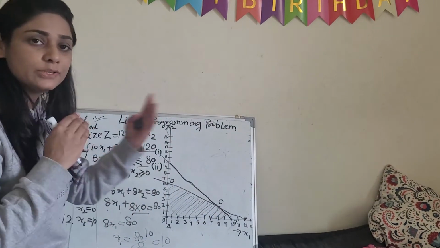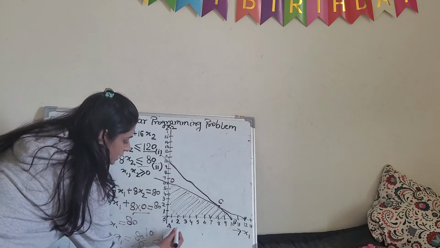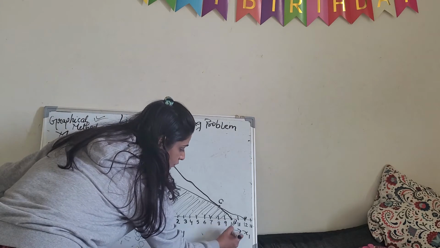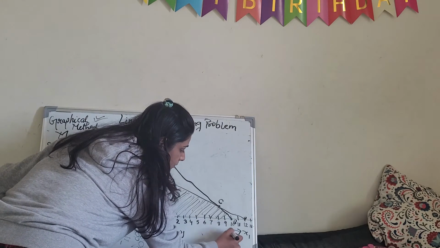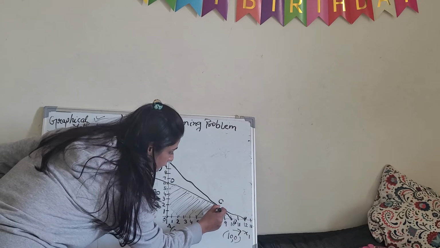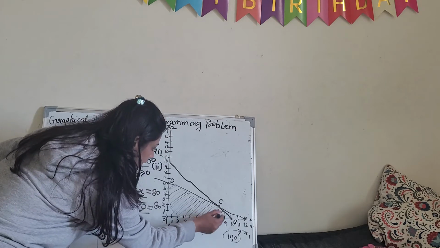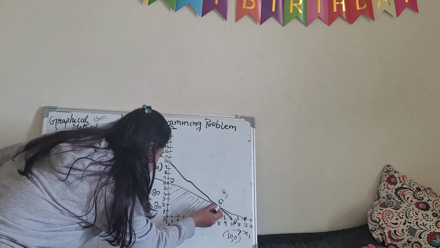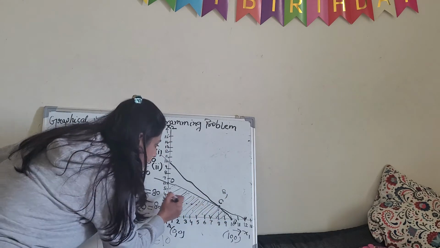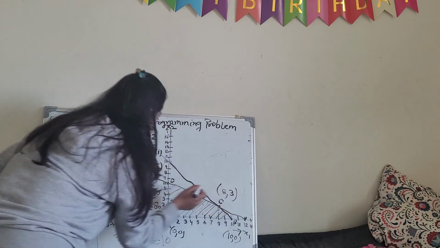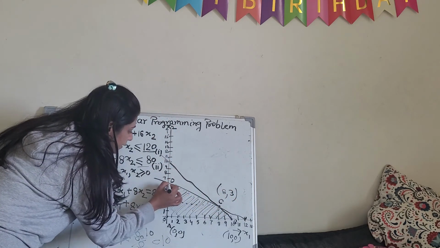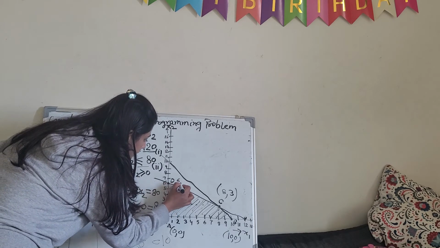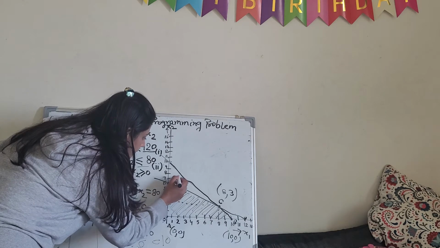Now we will find the values of the points. At this point A, x1 and x2 values will be 0. At point B, x1 value is 10 and x2 value is 0. At point C, if we plot the graph, then we will find like this. At C, x1 value we are getting is 8 and x2 value we are getting is 3. And here, this is the D point, right? At D, x1 value we are getting is 6 and x2 value we are getting is 0.